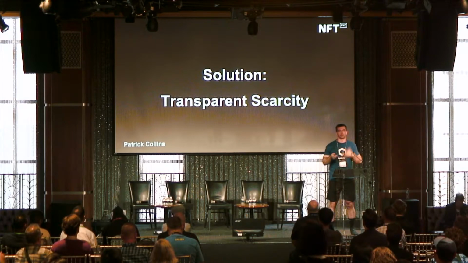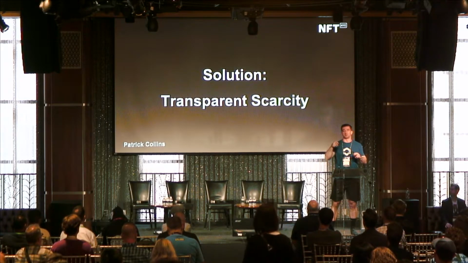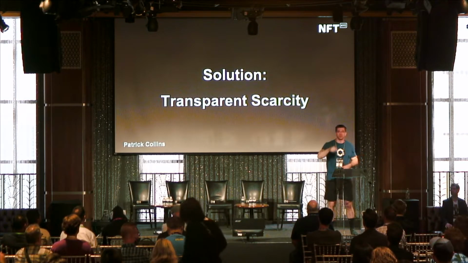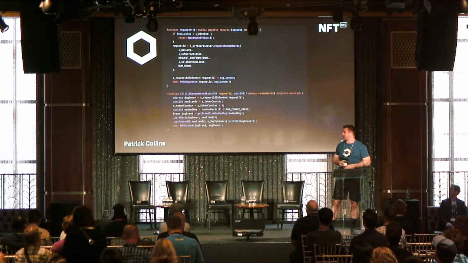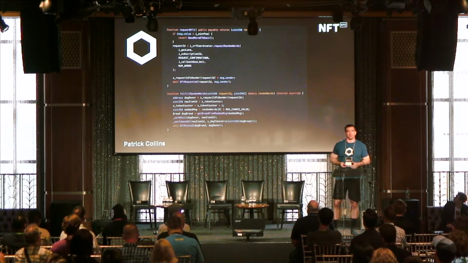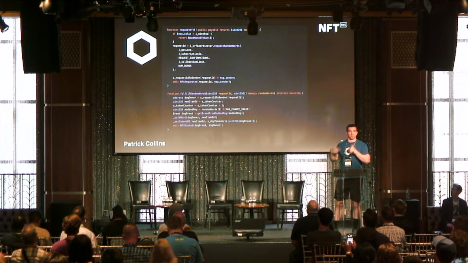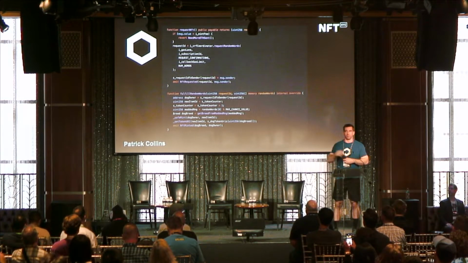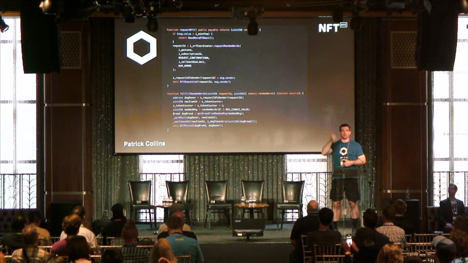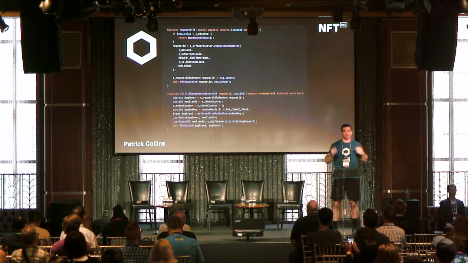So the solution here is transparent scarcity, and this is something that only blockchain and only smart contracts can do, which is really exciting. And I know nobody can read this because the code is so small, but at the end of this presentation, I'll have a QR code to my GitHub repo with all this code. You guys can scan it, you can see all the code and play with it.